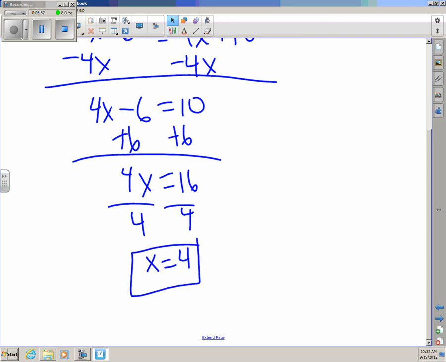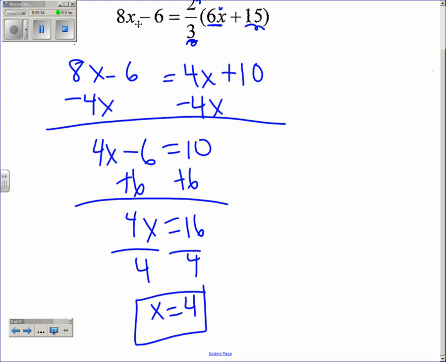Okay? So again, if you have the chance to actually do a fraction that divides evenly into whatever numbers you're working with, I would do that first. If not, that's when I would clear the fractions like we had done in days past. Okay? So good luck on your homework.